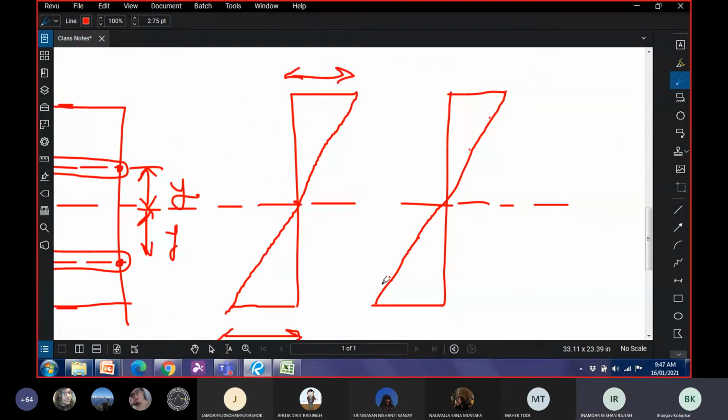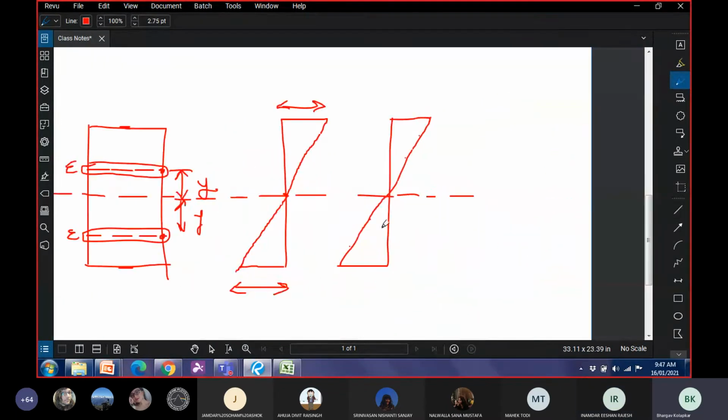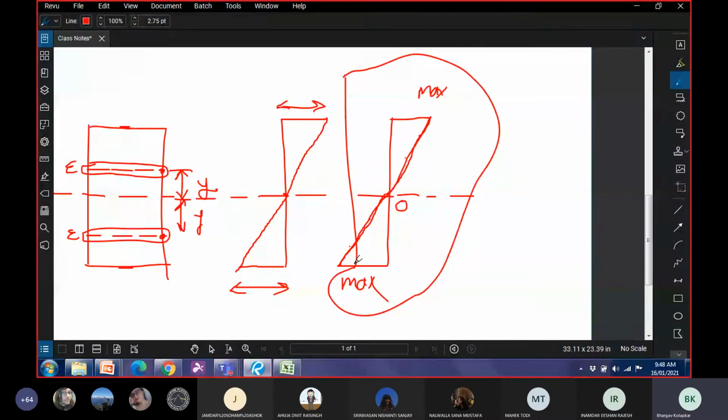So if I just draw a plot of the strains at various locations along the depth of the section, I will get a linear variation in the strain, meaning that the strain is zero here. The strain has a maximum value in compression for our example, and then it has a maximum value in tension here. Okay, this is what the fundamental assumption of bending means.